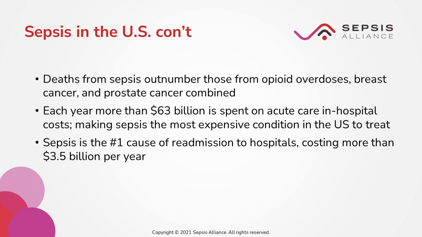It's also the most expensive condition treated in the United States. Almost $63 billion a year is spent on acute care on sepsis. And I'm just talking about in the hospital right then and there. I'm not talking about long-term care, rehabilitation, home care, things that you might need to buy to continue to live your regular life, lost wages. We're just talking about acute care costs. It's also the number one reason for readmissions to hospitals, and that is costing the system $3.5 billion a year. So it's not rare, and it's very expensive.